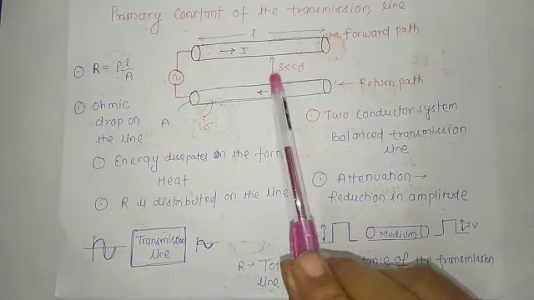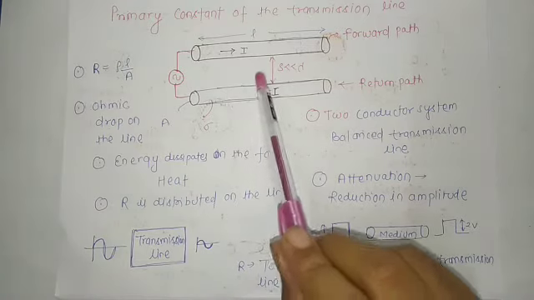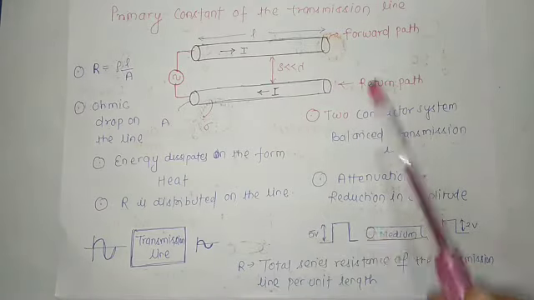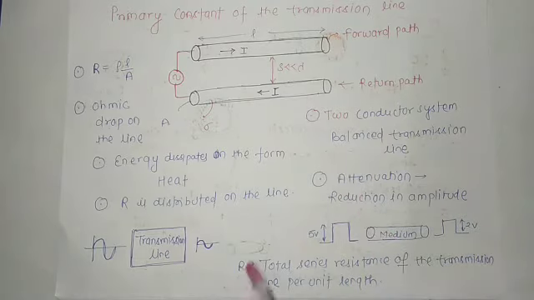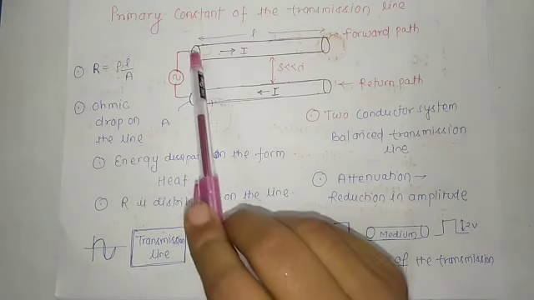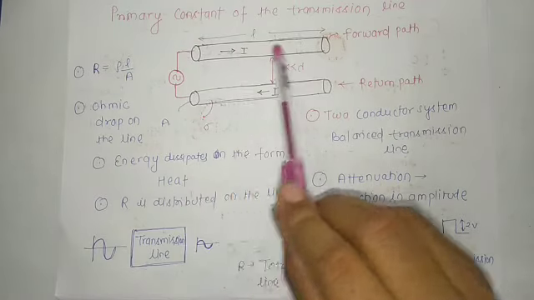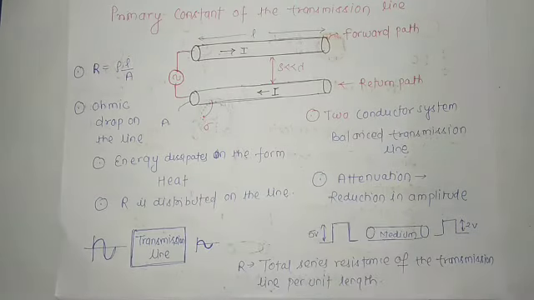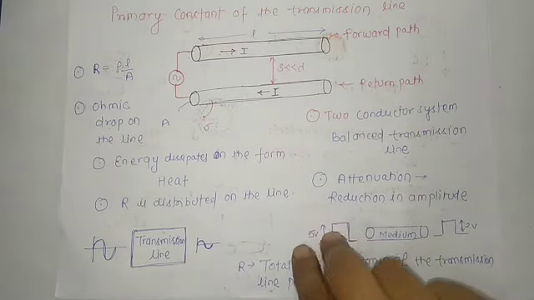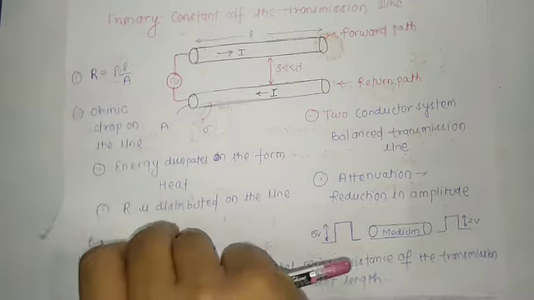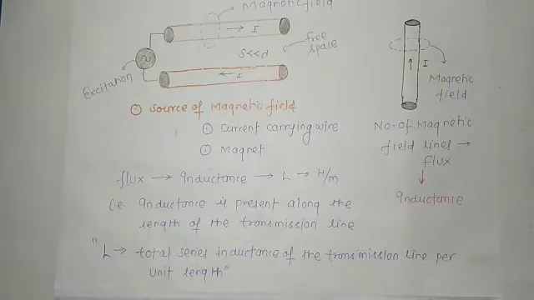in the transmission line, resistance is distributed along its length. And what is this resistance? This resistance is nothing but the total series resistance of the transmission line per unit length. This resistance is generated in series form. Remember it.